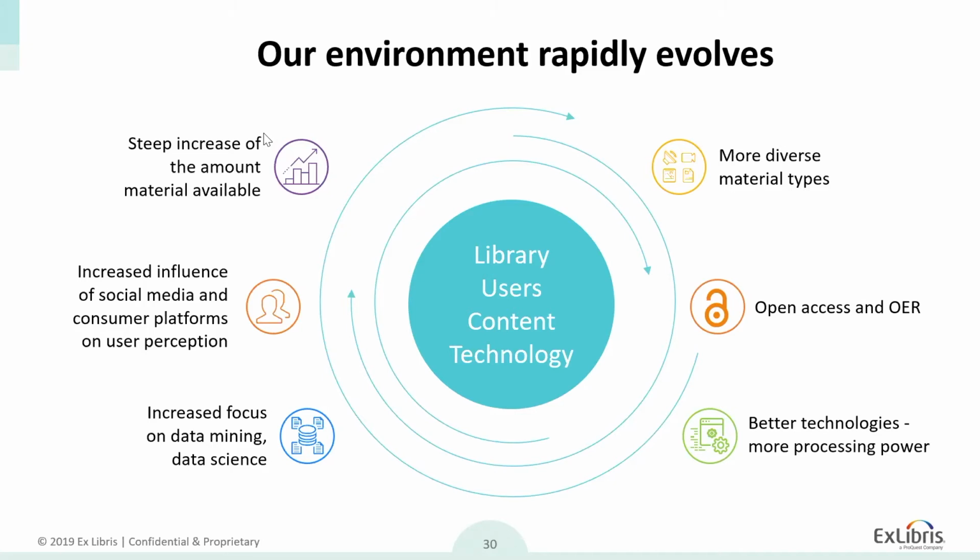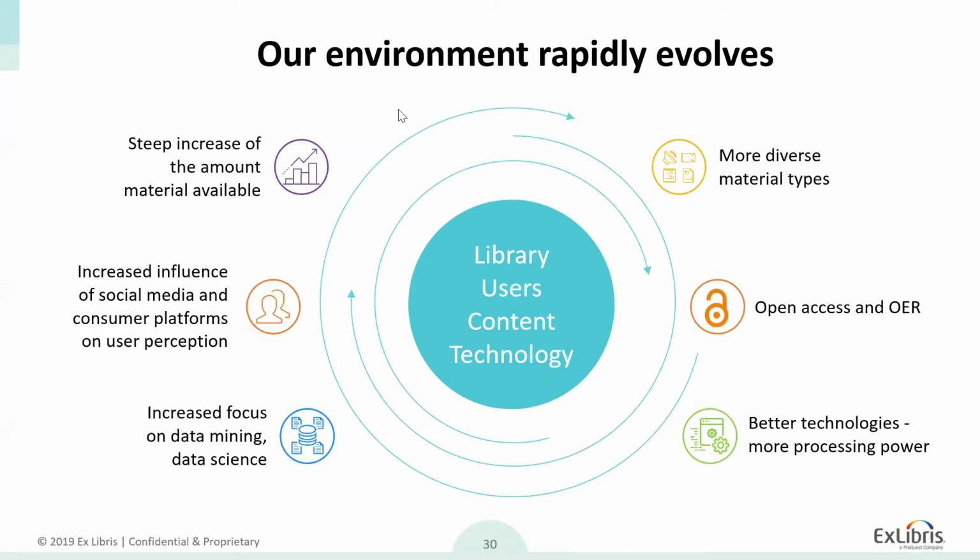So our environment evolves rather rapidly. There are a lot of changes which are happening right now and actually happened over the last years. First of all, we have seen a steep increase in the amount of material available, but not just that, we also have an increase in the diversity of material types. In the past, we talked a lot about journal titles and books. Now it's also book chapters, audiovisual material, archives, research data, etc. We certainly also have a steep increase in open access material, and lately, especially OER, open educational resources, became a big topic. At the same time, more scalable technologies became available, which provide us with more processing power.